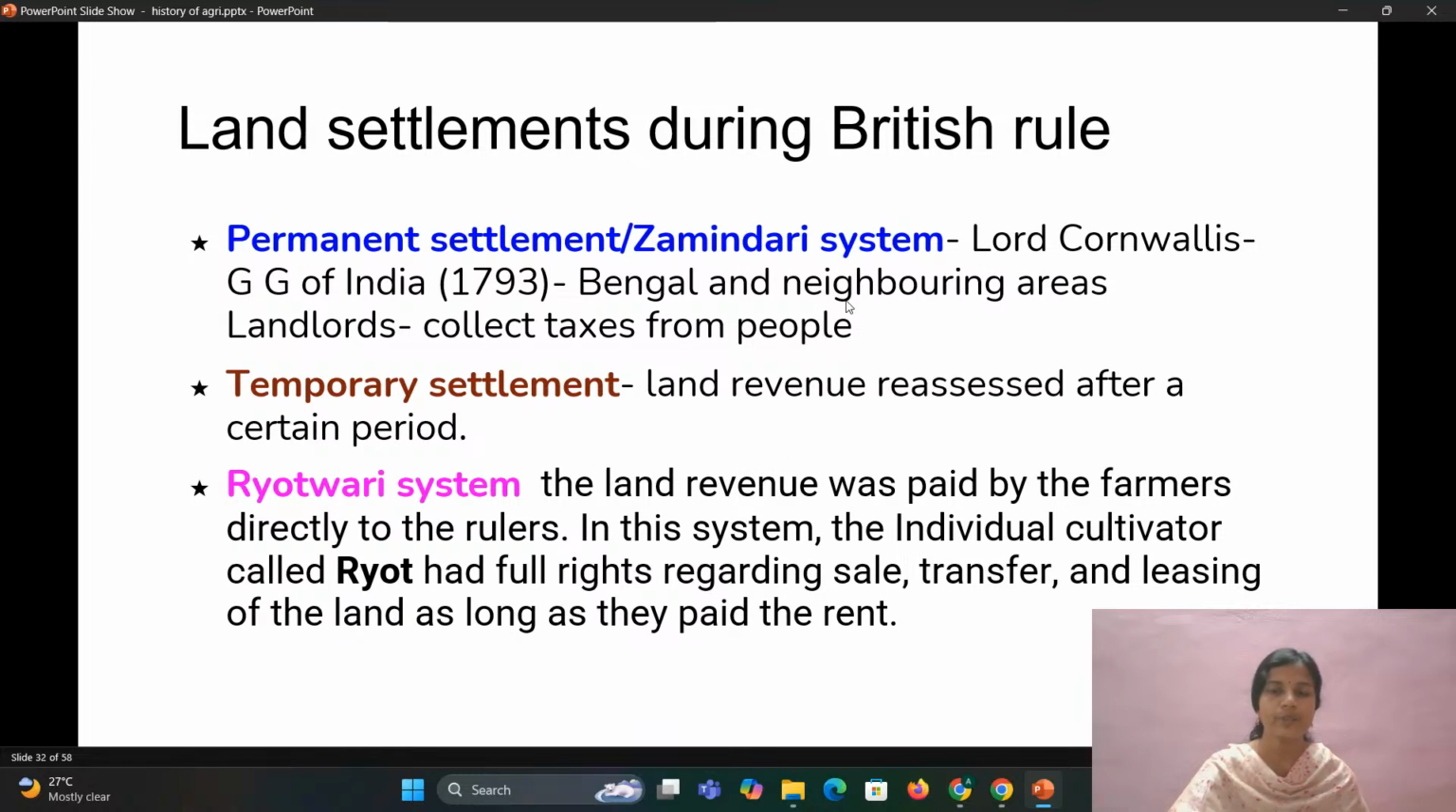Then during the British rule, there were various land settlement systems or taxation systems like permanent settlement or zamindari system, temporary settlement, Raitwari system, etc. So this permanent settlement or zamindari system was during the period of Lord Cornwallis. And in Raitwari system, the land revenue was paid by the farmers directly to the rulers. So the individual cultivator or the individual farmers are termed as Ryat.